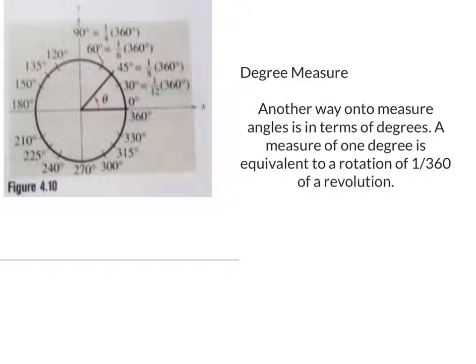So another way that we measure angles is in terms of degrees. A measure of 1 degree is equivalent to a rotation of 1/360th of a revolution. We actually already have an idea of degrees based off of geometry and what we know about angle measure up to this point. However, what we're going to learn today is how to convert back and forth between radian and degree measure. In other words, how does Miss Richardson know that a certain radian is whatever in degrees?